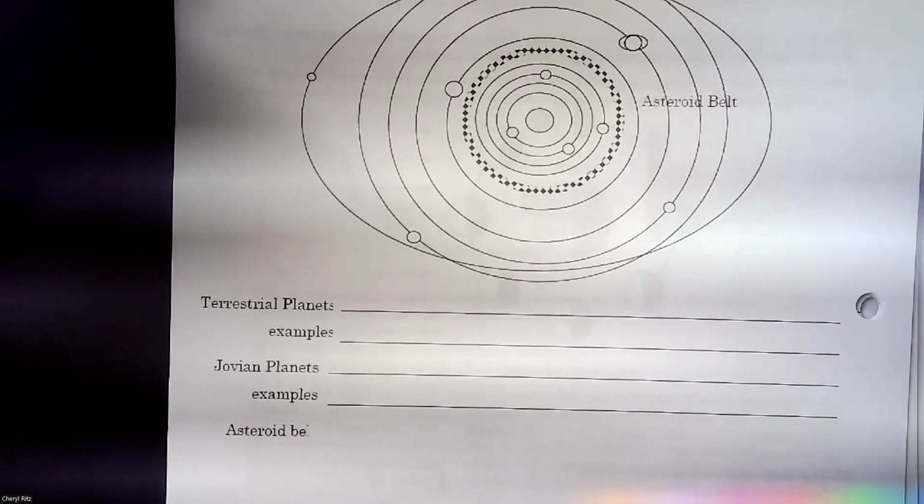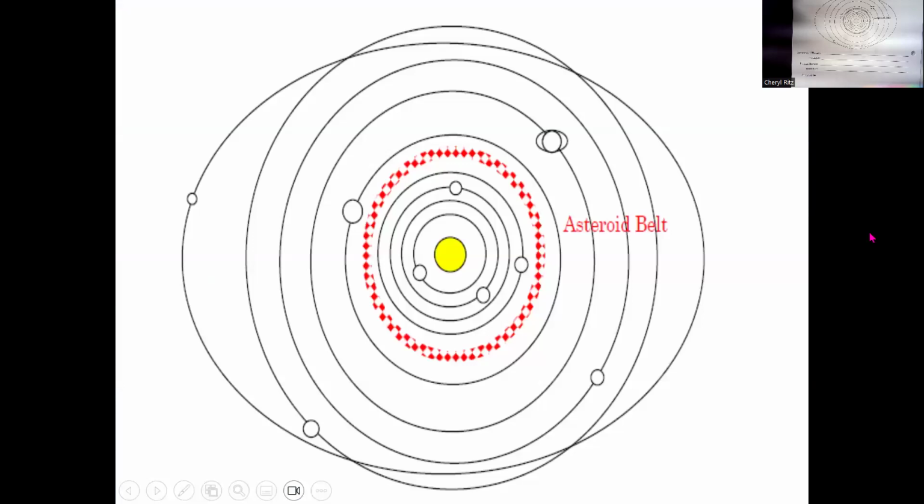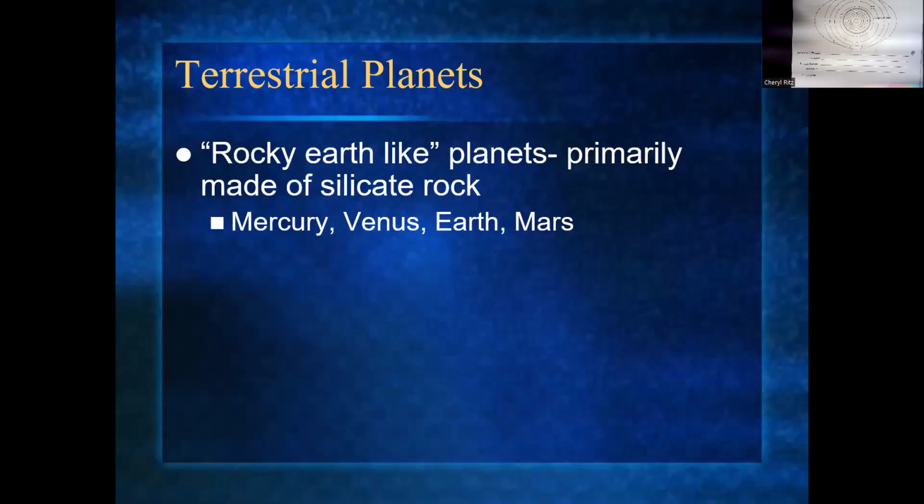So we're going to start with terrestrial planets. Now, if you remember last chapter, we defined the word terrestrial. We compared it to ET, extraterrestrial. ET was an alien, so it was not from Earth. So if it's extraterrestrial, it's not from Earth. If it's terrestrial, it means it's from Earth. So when they say terrestrial planets, they're referring to the rocky Earth-like planets.